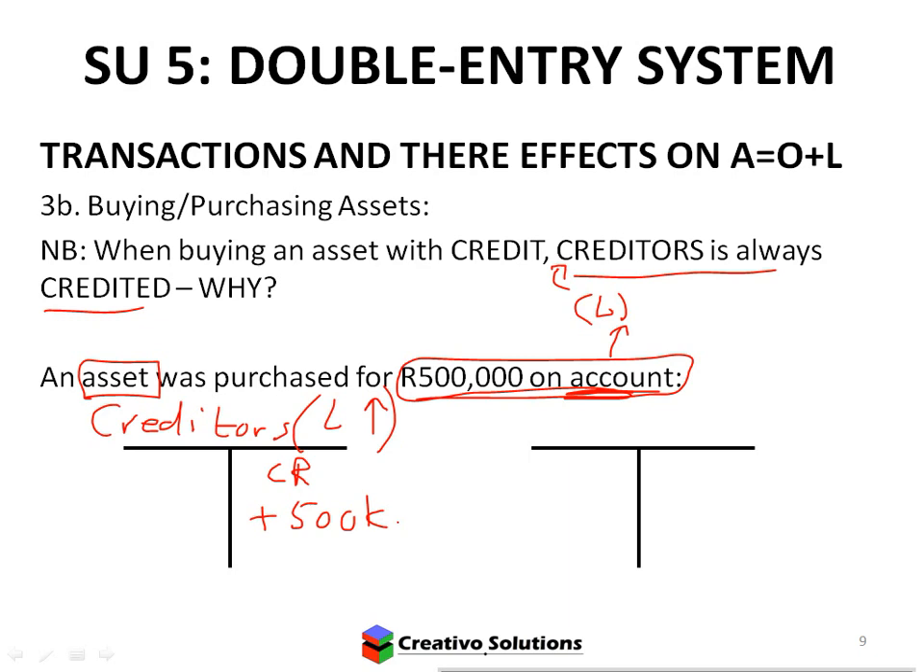Okay. What did I buy? An asset. Doesn't matter what it is. I'm going to change the name. I'm going to call it equipment now. Makes no difference. Okay, so we just spoke about a vehicle. Let's talk about something different. Equipment was purchased for 500,000 on account. Okay, so if I'm buying equipment, do you know what equipment is? Equipment is an asset.